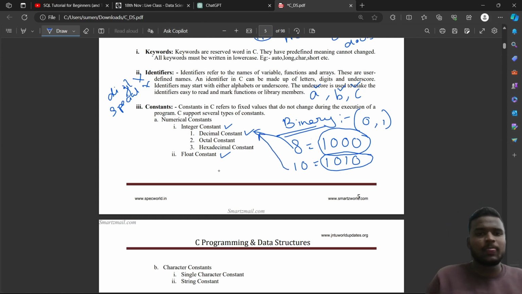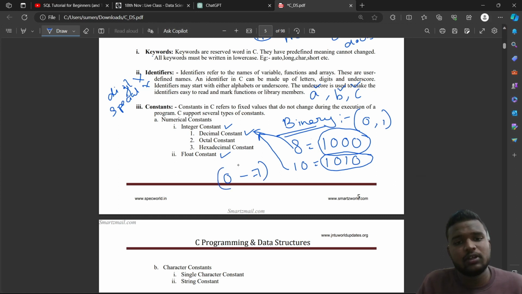Now coming to octal. What does octal mean? Octal means the radix is 8, and the range of an octal constant is 0 to 7. It cannot have numbers other than 0 to 7. As for decimal, the range is 0 to 9, the range of octal is 0 to 7, and the range of hexadecimal is 0 to F.